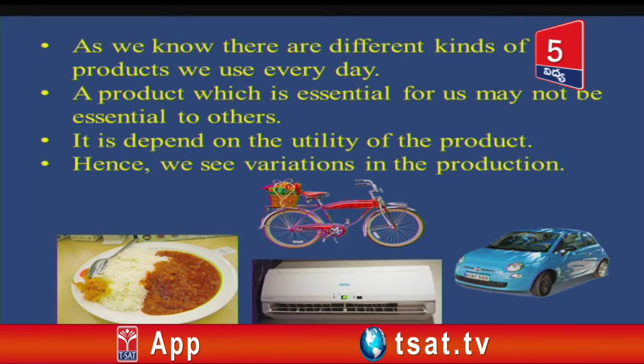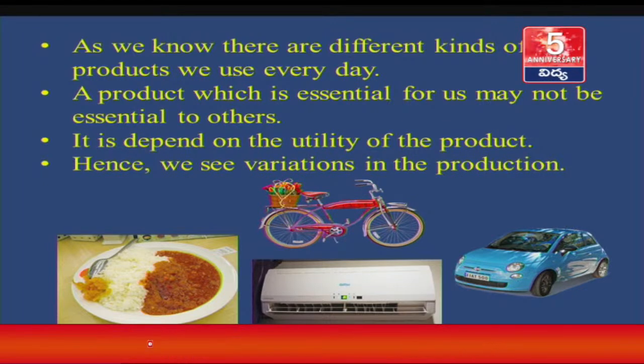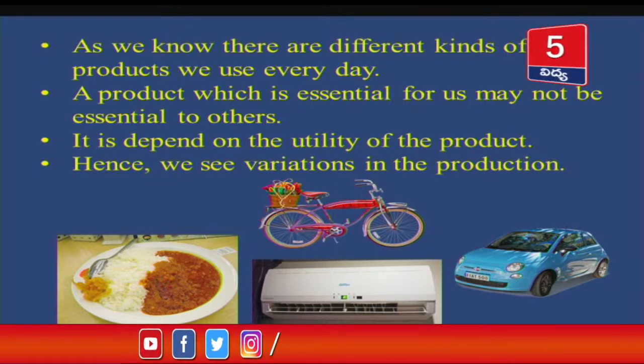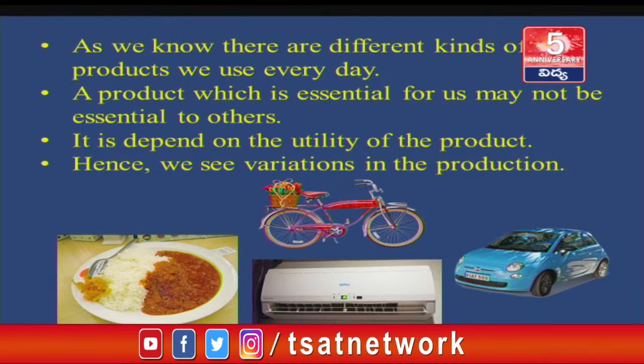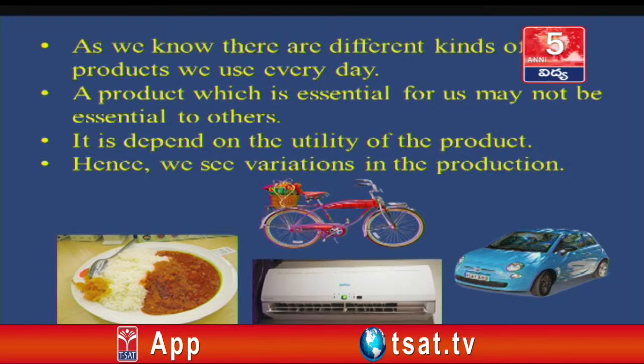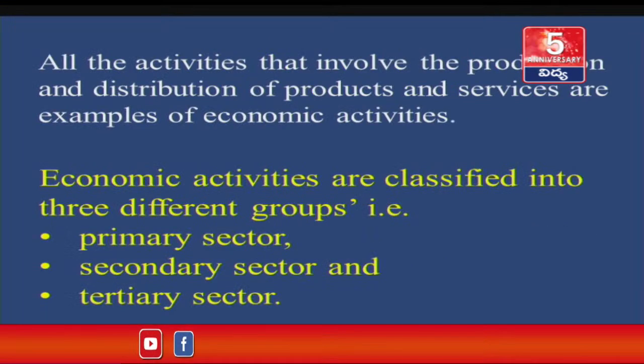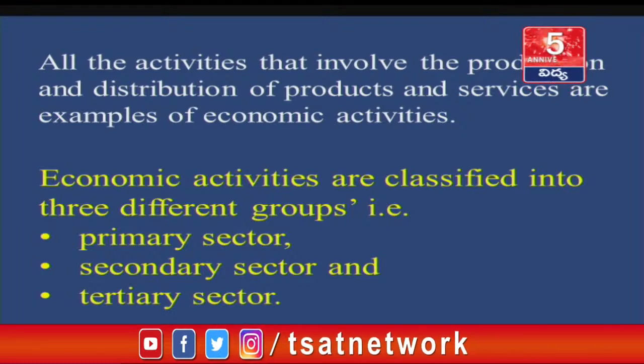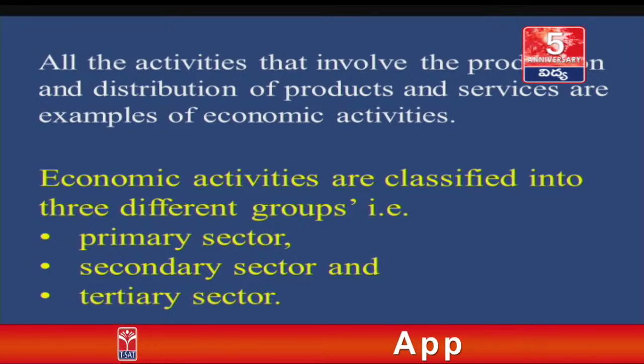So here we see a lot of variations. You can see there is a need for food, and there is a need for transportation, like we have the car, bike, and bicycle. So AC, fans, all these things. It does not mean they are used by everyone. And all the activities that involve the production and distribution of products and services are examples of economic activities.